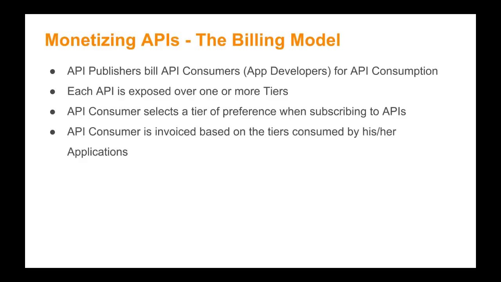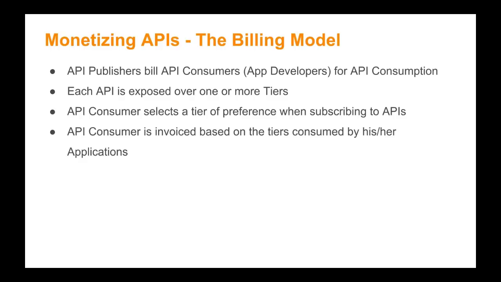And each API that you create will be exposed over different usage levels. This is something we call tiers inside the WSO2 API Manager. Different usage levels allow you to do different capabilities. They give you different kinds of access rates, and some of these tiers could be free tiers as well, meaning that you allow the API to be accessed without any charges when used over the free tier.